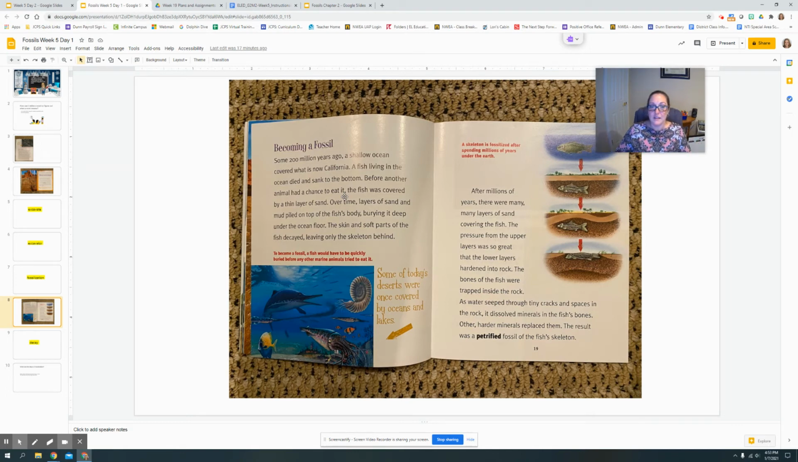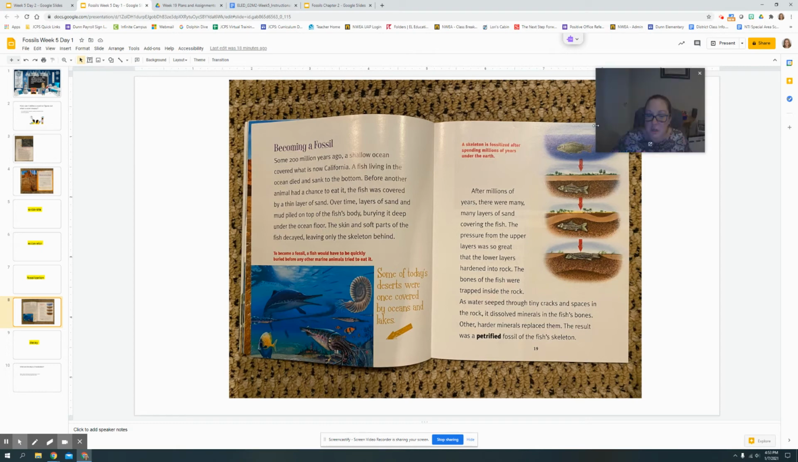Over time, layers of sand and mud piled on top of the fish's body, burying it deep under the ocean floor. Okay, did this step happen quickly or slowly? Yeah, this happened, it says, over time. So that's our key to tell us that it happened slowly. Slowly, over time, layers of sand and mud piled on top of the fish's body, burying it deep under the ocean floor. That's the second step. It says the skin and soft parts of the fish decayed, leaving only the skeleton behind.